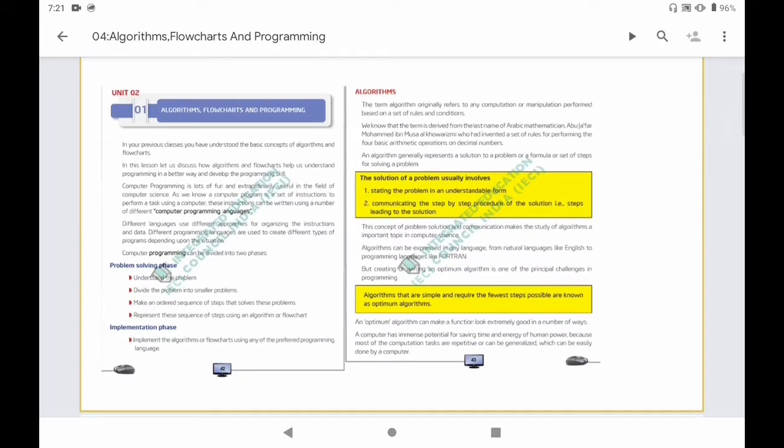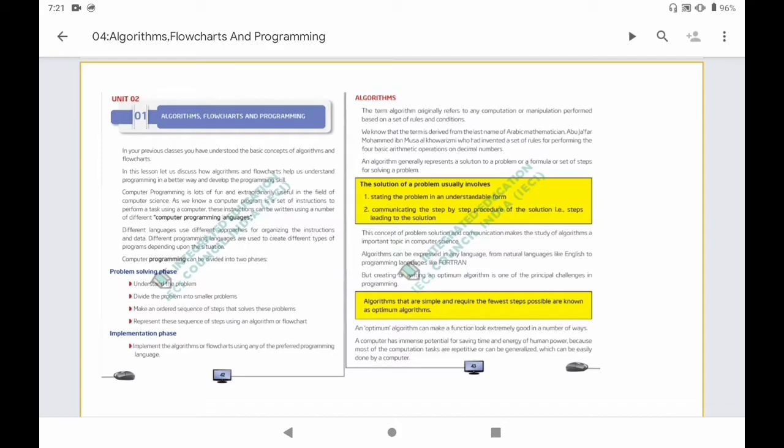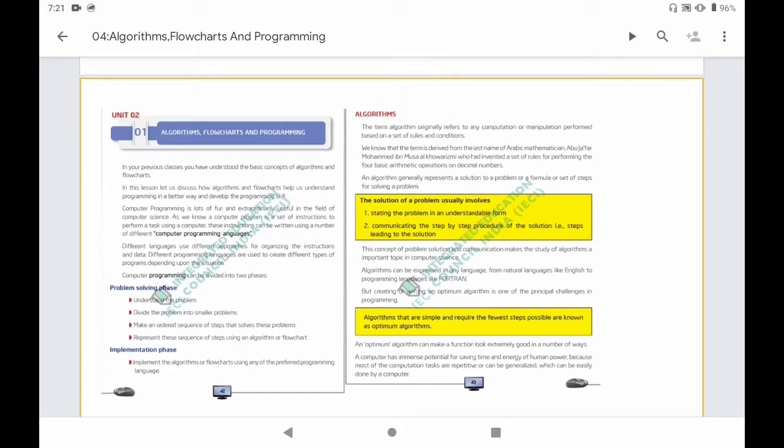As you know, algorithm is a very important thing in your programming, so let us discuss the points. The algorithm term originally refers to any computation or manipulation performed based on a set of rules or conditions. So we have to follow some rules or conditions, and then only can we make the algorithm.